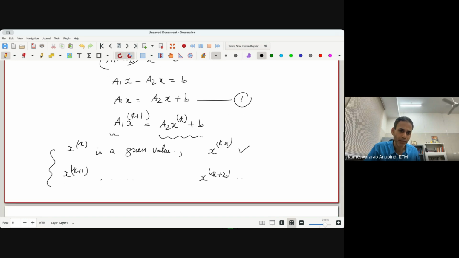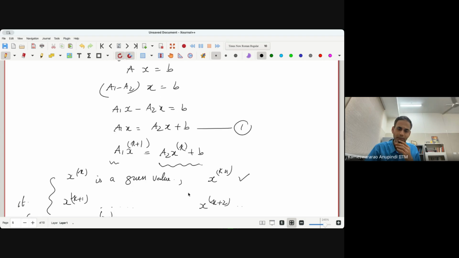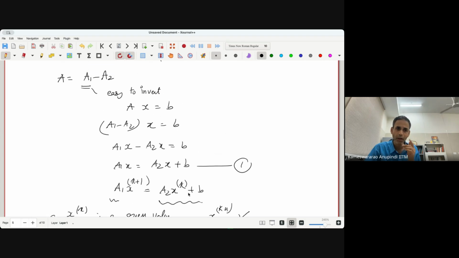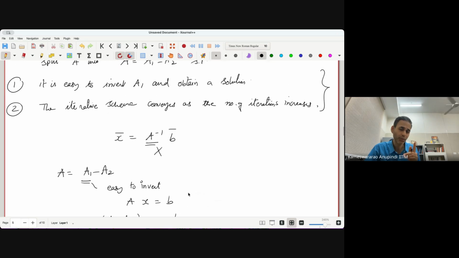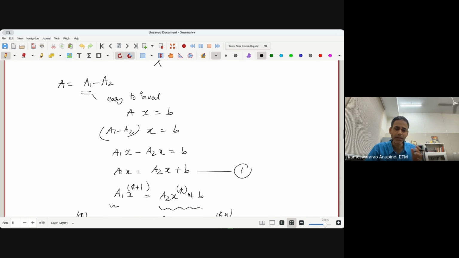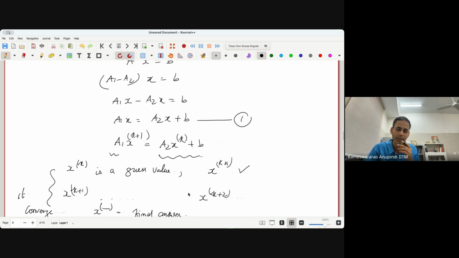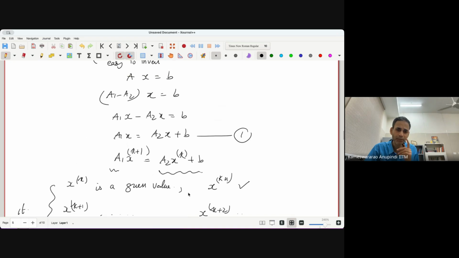Now we want this iterative process to converge such that the final answer x after some very large iteration number is going to be the final answer. That is the idea of the general form of any iterative method, whatever you can think of. But all these iterative methods should satisfy these two properties: that A1 is easy to invert and we obtain a solution, and that the iterative scheme converges as the number of iterations increases. That means as we go, the iterations should actually converge. So let us look at the convergence property.